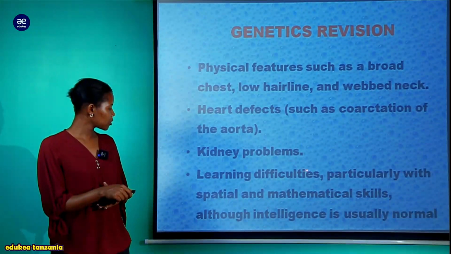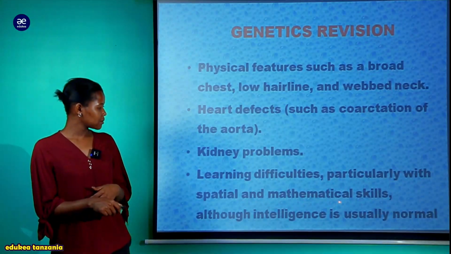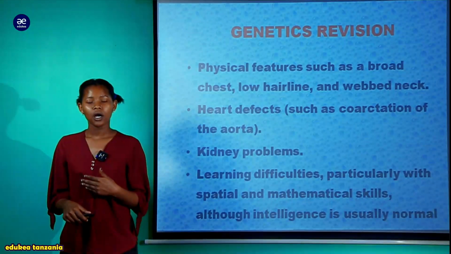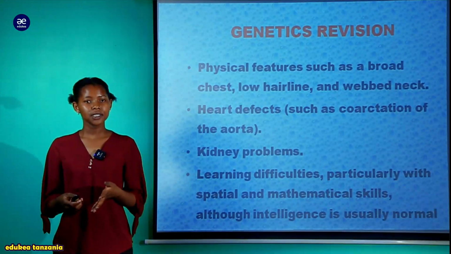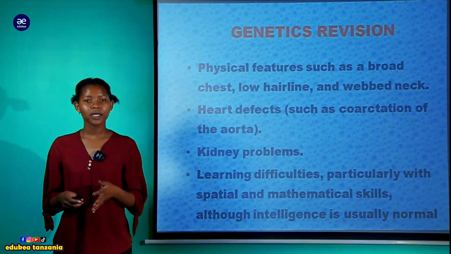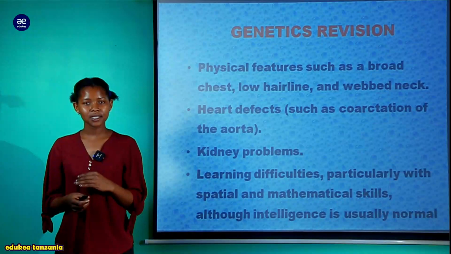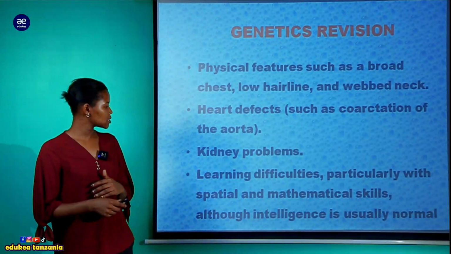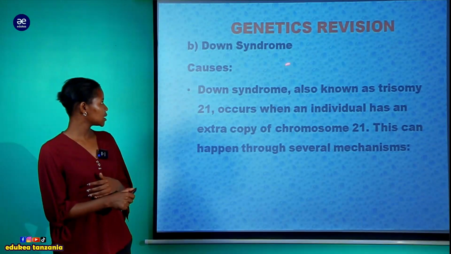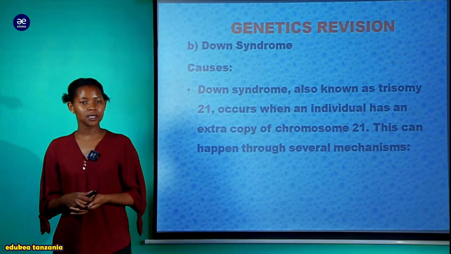Again, there are kidney problems, also learning difficulties, particularly with spatial and mathematical skills, although intelligence is usually normal. Anaweza akawa na low intelligence, anashindwa kuelewa vizuri, na pia anaweza akapatwa na kidney problems, mtu ambaye ana tatizo tunaloita Turner's syndrome. And then, my dear student, this is all about Turner's syndrome. Twende tukaangalie the Down syndrome. Tukiachana na Turner's syndrome, tuangalie Down syndrome.